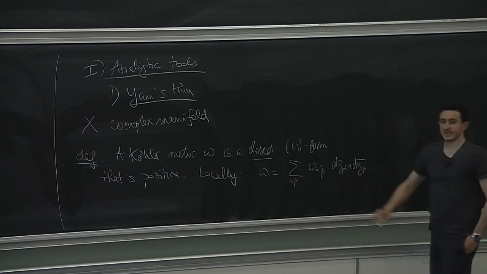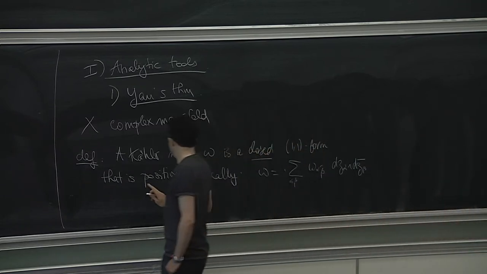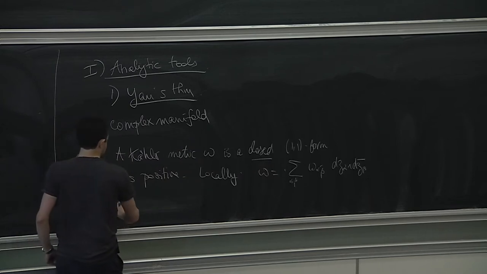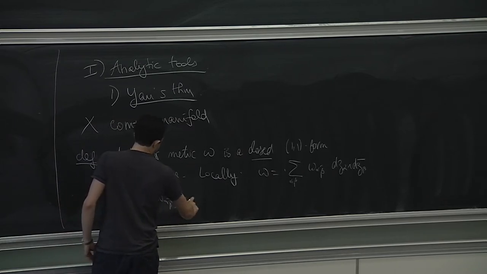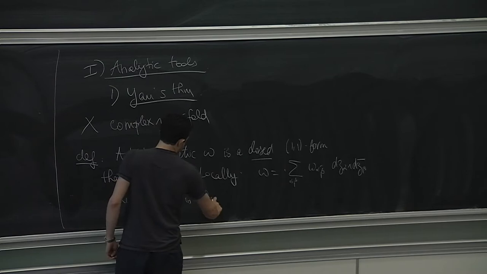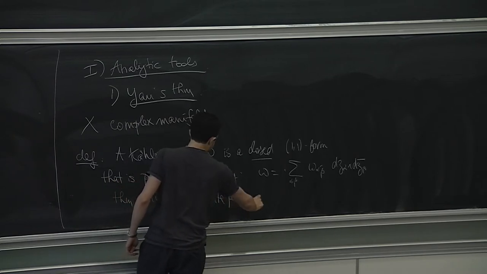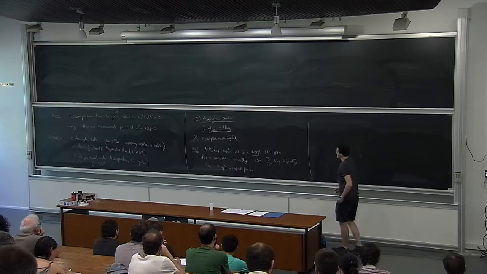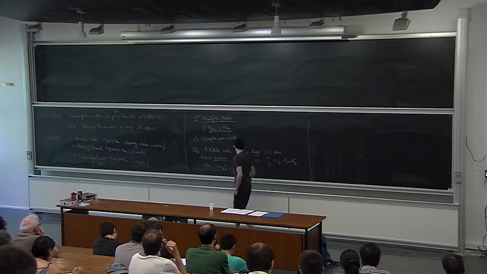So you get a matrix, omega alpha beta bar, and saying that it's positive means that the matrix I get is Hermitian positive definite. All right, so that's a Kähler metric: two conditions, positivity and closedness.